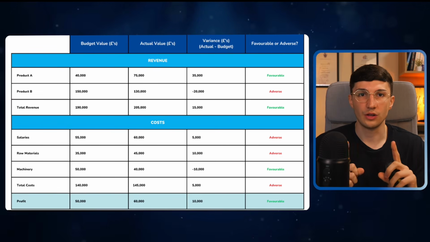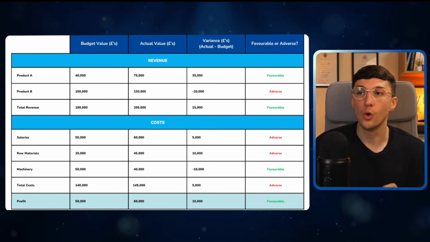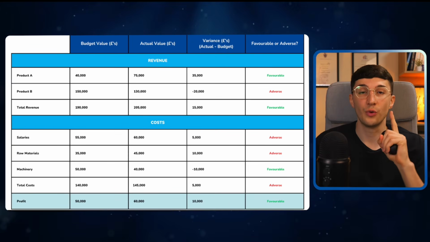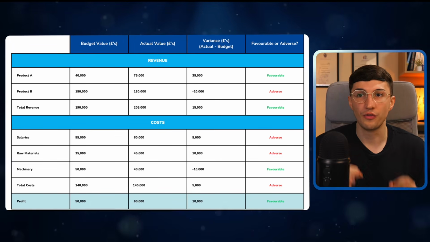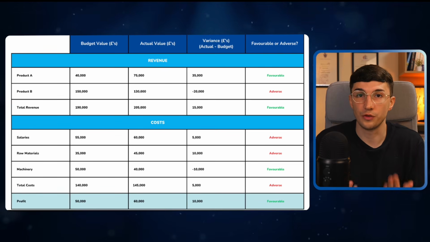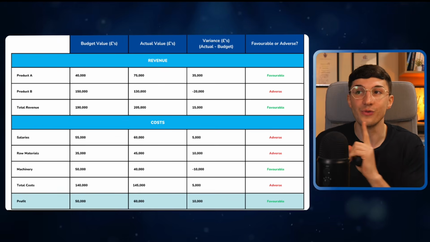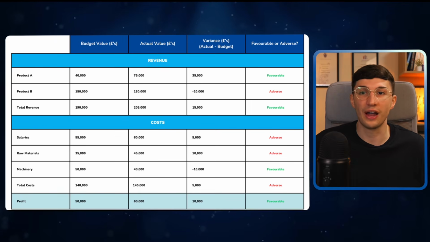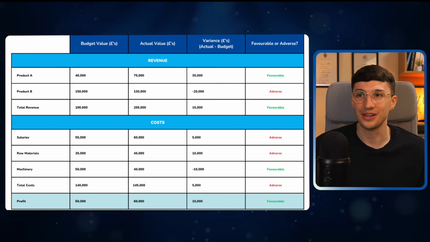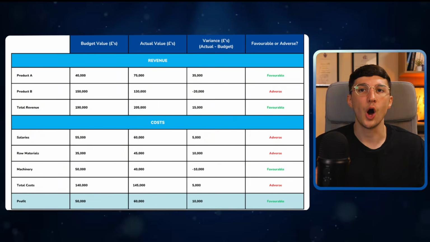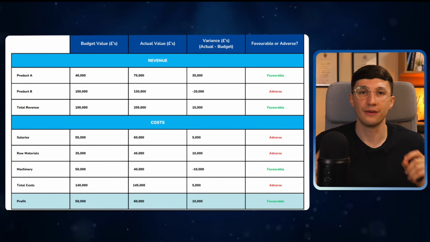But now when it comes to the cost, the rules switch around because we've spent £5,000 more than we originally budgeted for, therefore this is adverse. Same with the raw materials, we spent £10,000 more than we originally budgeted for, once again also being adverse. But if you look at machinery, we actually spent £10,000 less than we budgeted for, henceforth it's favourable. Overall, £5,000 more in total cost, therefore adverse situation. But when we look at the profit, overall we've made £10,000 more than the original budgeted value, therefore that's favourable.